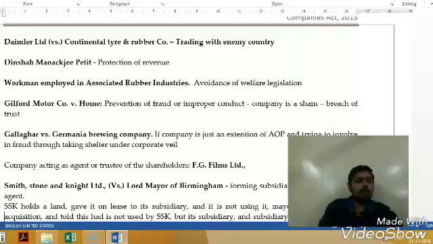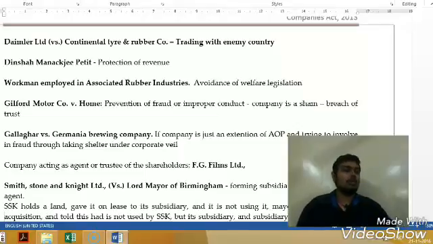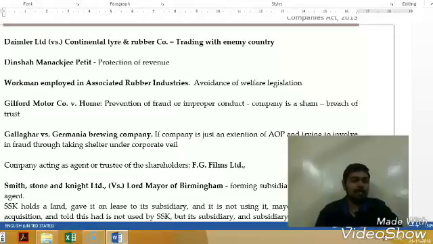Then in the workmen employed in Associated Rubber case, what happened? Under employee welfare legislation, like bonus, we studied that a minimum of 20 members should be there for bonus, etc. So he started so many companies so that none of the companies were under the threshold limit. So he tried to avoid the tax, I mean the employee legislation.